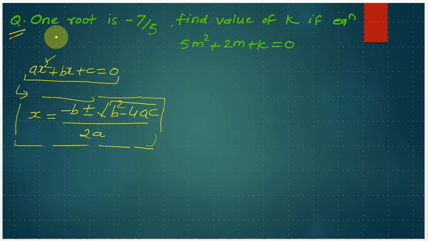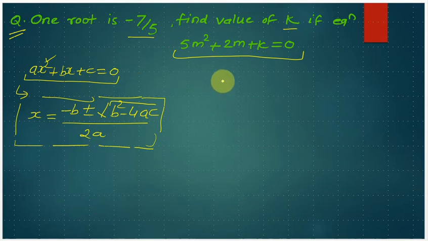In this question, it is given that one root is minus 7 by 5 and we must find the value of k if the equation is 5m square plus 2m plus k is equal to 0. The root of the quadratic equation means the value at which the given equation is satisfied. If there are two roots, both roots satisfy the given quadratic equation. That's why if we put a root into the given equation, it gives the satisfying value, equal to the RHS.